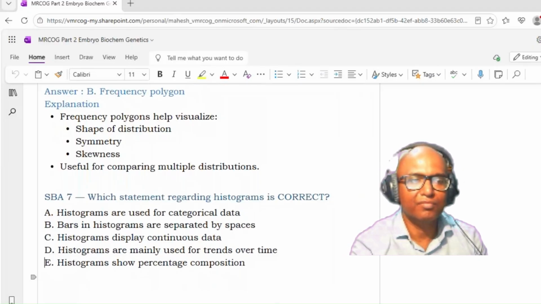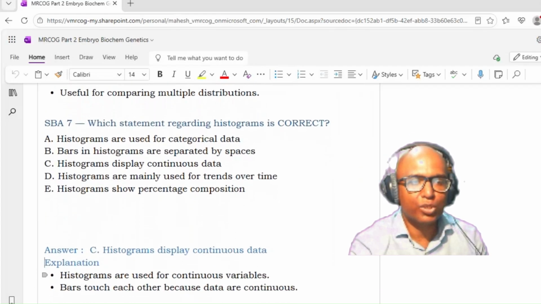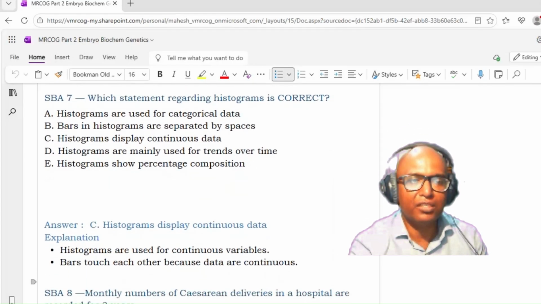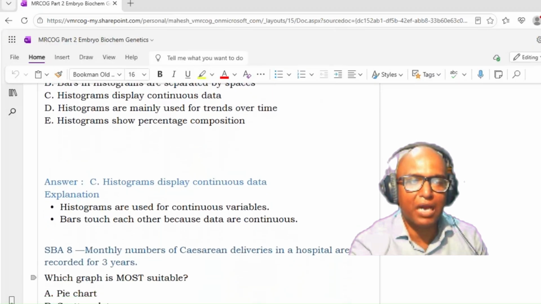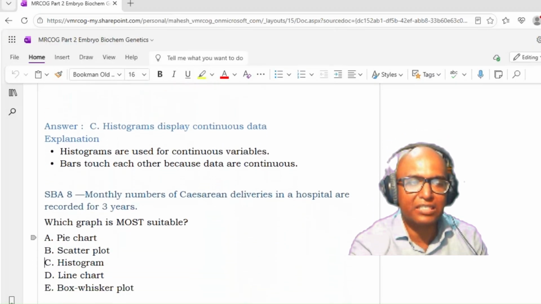Search option C, histogram displays continuous data. Histograms are used for continuous variables. Bars touch each other because data is continuous.